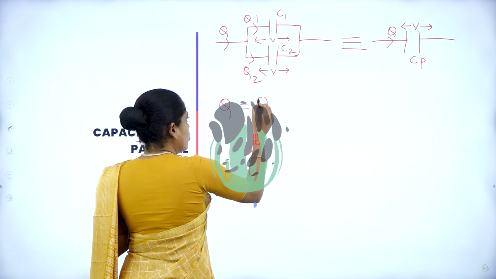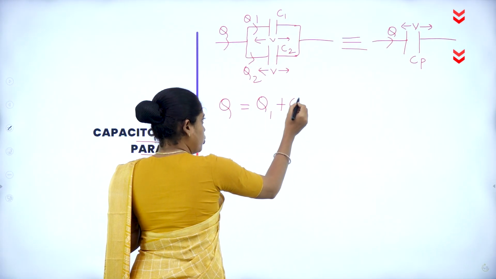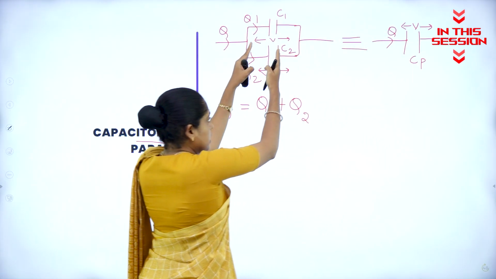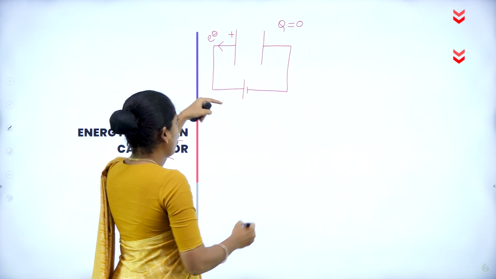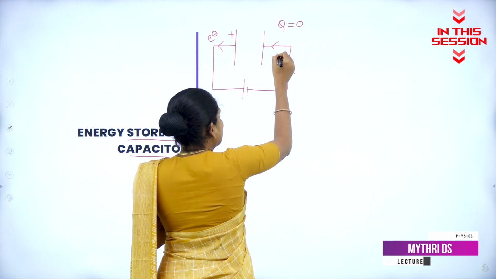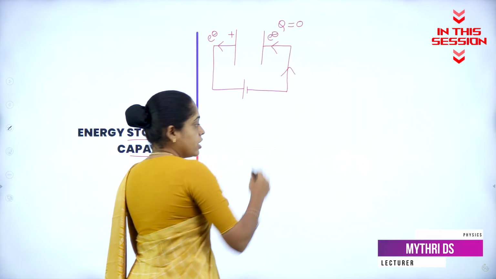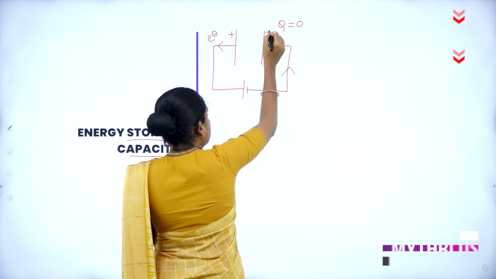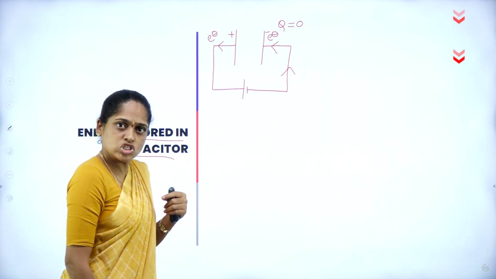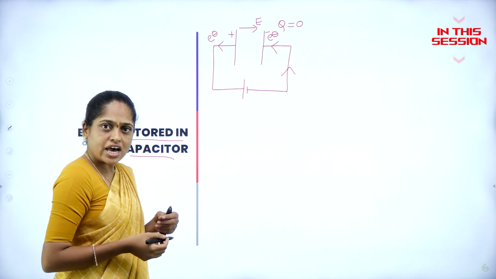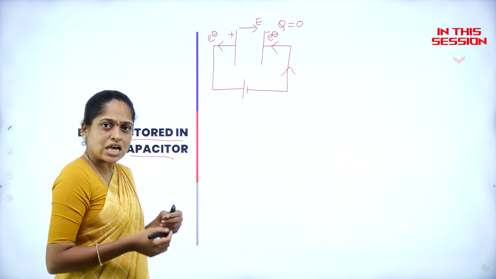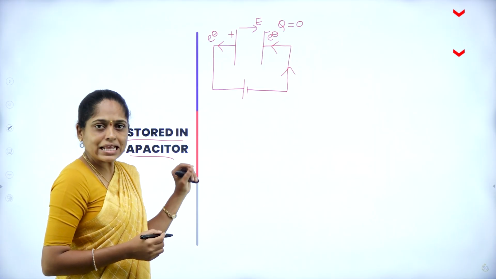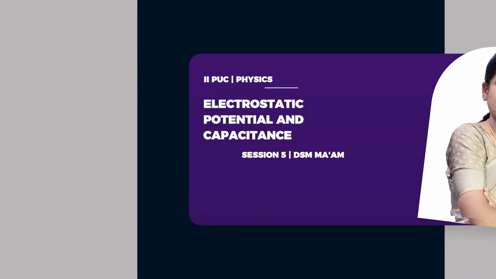Equal to Q1 plus Q2, because we replace these two by the single capacitor. This electron is pushed to the second plate where the electron number is more. Therefore, the second plate becomes negatively charged. To store the charges or to build the charges further, the battery has to do work against this electric field.